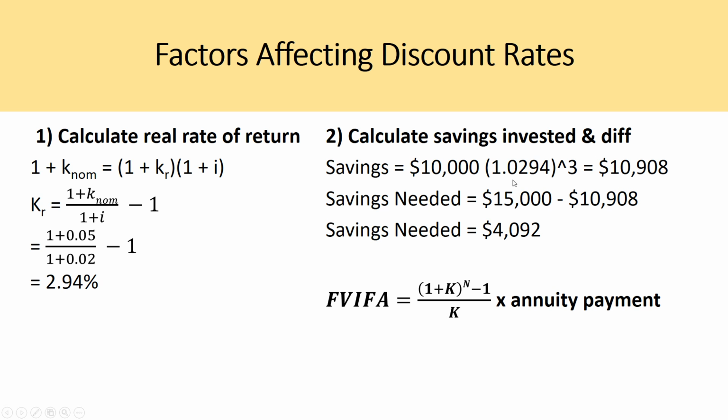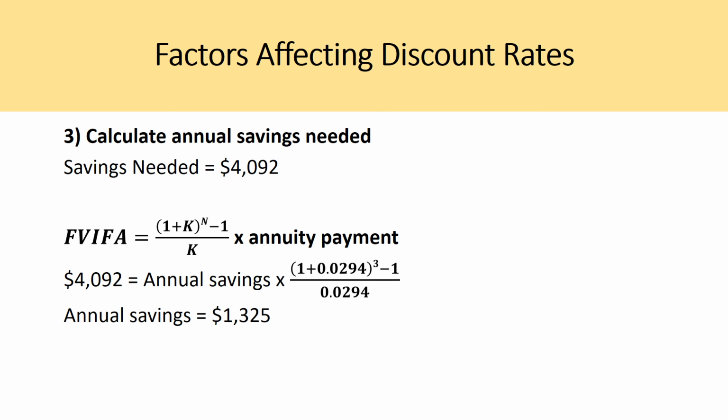Now, the difference is what we need, which is $4,092, right? And so that's what we need to save in order to buy this car that will cost us $15,000. We then, of course, look at the future value interest factor annuity. We take this number and input it into the future value, so that's the net result, and we isolate to calculate the payment, the amount of savings needed in order to reach that number, right? So what is the annuity, the annual savings needed?